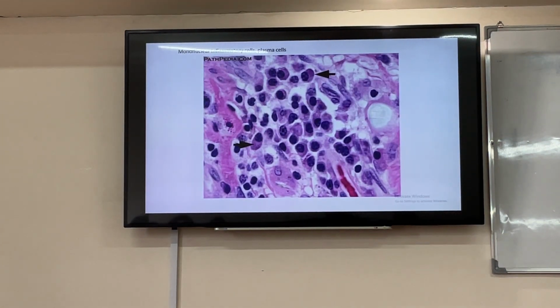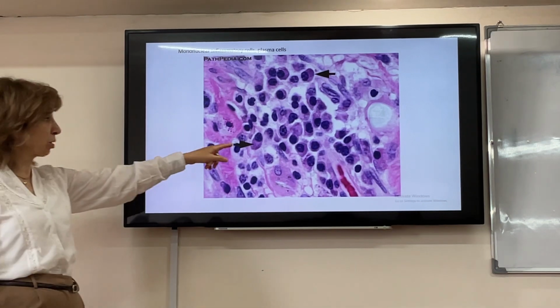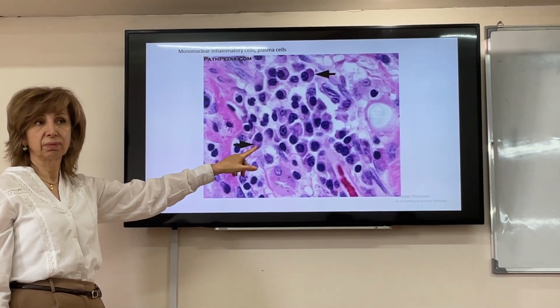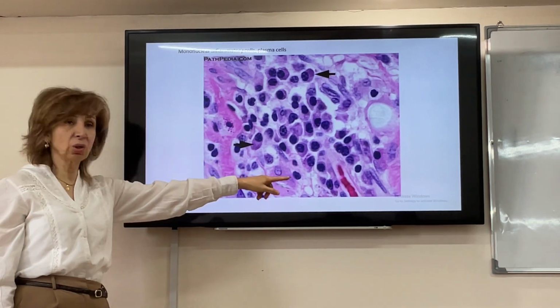This is a third one. Alright? What is this? I will ask. Plasma cells. Nucleus on one side, cytoplasm at the other. Okay? Everyone. Mononuclear cells.